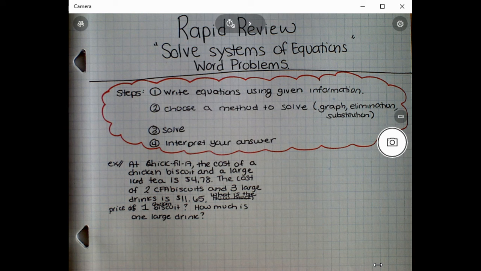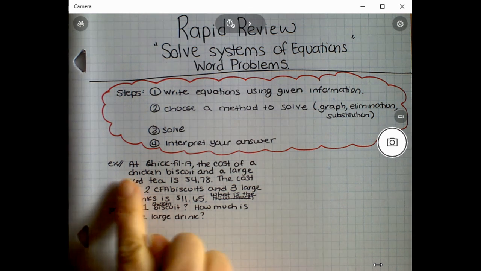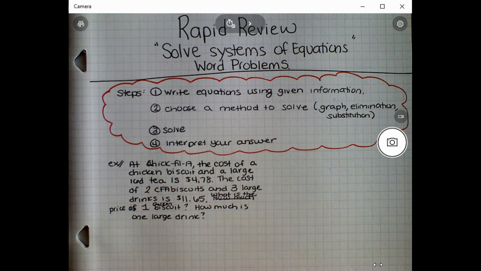So in order to solve systems of equations word problems, you need to be able to turn written words into equations to then use. So I'll show you how to do that, and then you're going to choose a method to solve. We've learned three methods to solve: graphing, elimination, and substitution. And you can find those in other videos. Then you will solve the resulting system and interpret what your answer means.